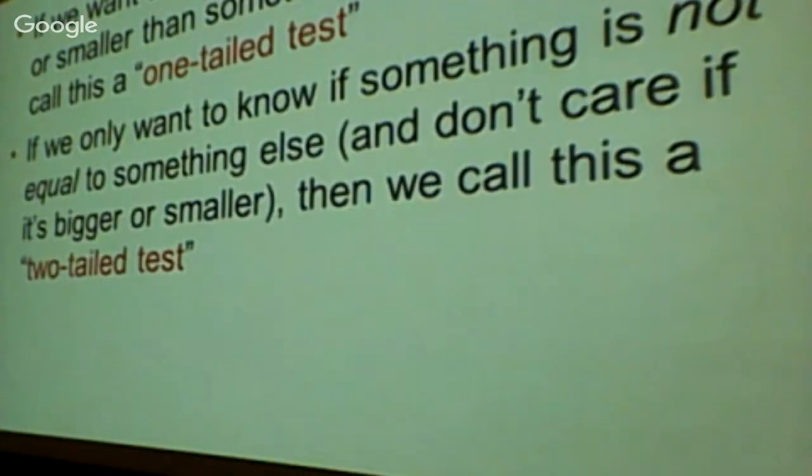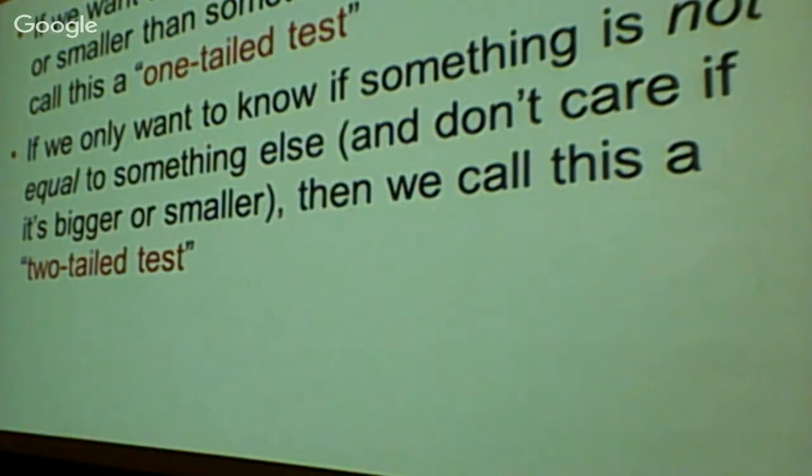It plays into something called a one-tailed versus two-tailed statistical test. A one-tailed test has directionality. A two-tailed test does not. We're going to see why they're called one-tailed and two-tailed in a second. So if we want to know if something is bigger or smaller than something else, we apply a one-tailed test. If all we care about is that it's different from something else, we apply a two-tailed test.